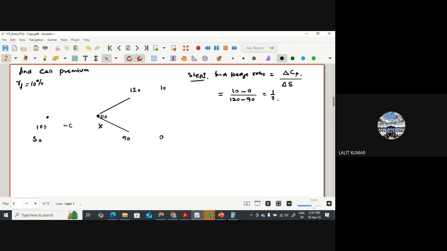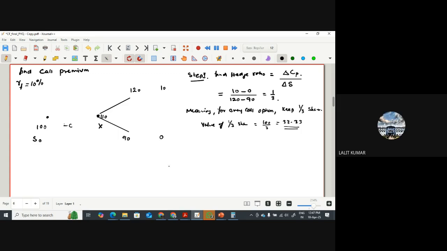And the meaning of this is that for every call option, keep 1 by 3 share. Now, when I keep this 1 by 3 share, it means I have to purchase 1 by 3 share. So the value of 1 by 3 share is equal to 100 by 3, which is equal to 33.33. Is that okay? Yeah. Okay.